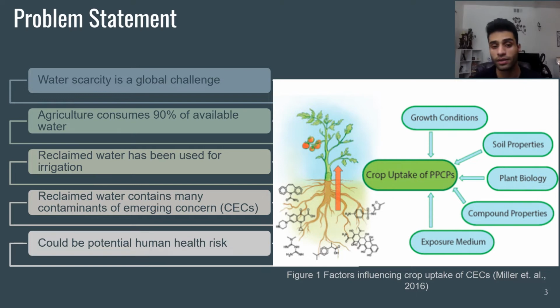So if the plants uptake those contaminants, that could potentially pose a human health risk. And that's what this research is about, that I will be irrigating my plants with reclaimed water and determine whether there is the uptake of contaminants in the plants or not.